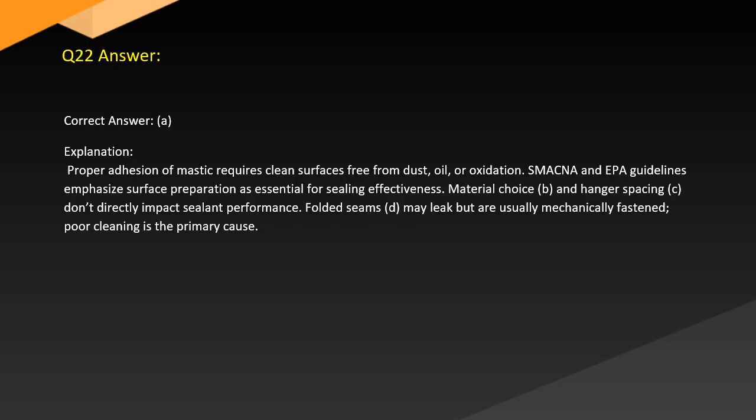Answer. Correct answer: A. Explanation: Proper adhesion of mastic requires clean surfaces free from dust, oil, or oxidation. SMACNA and EPA guidelines emphasize surface preparation as essential for sealing effectiveness. Material choice, B, and hanger spacing, C, don't directly impact sealant performance. Folded seams, D, may leak but are usually mechanically fastened. Poor cleaning is the primary cause.